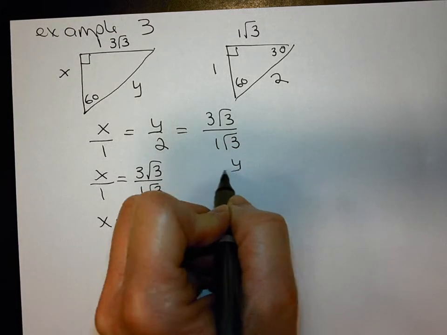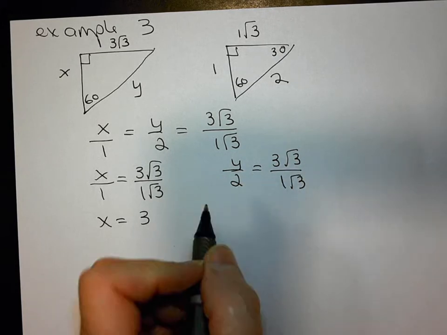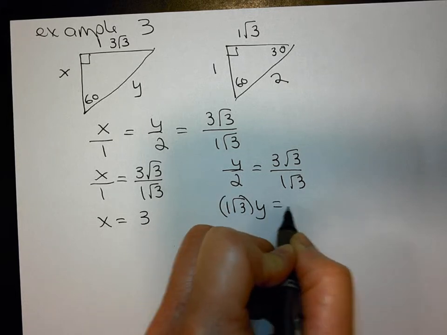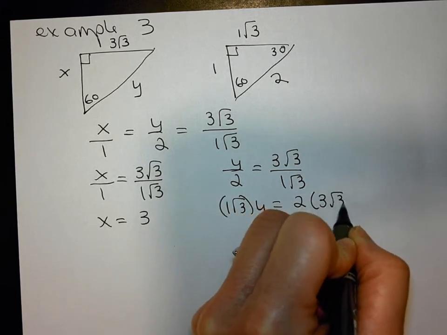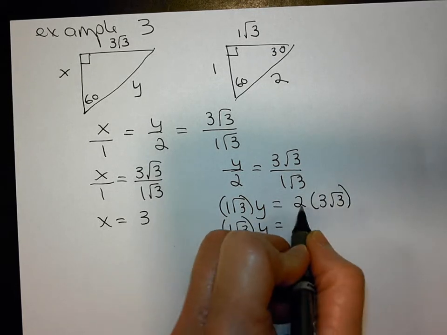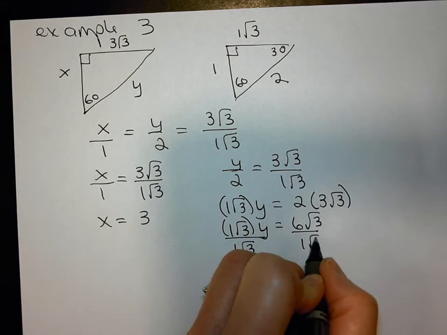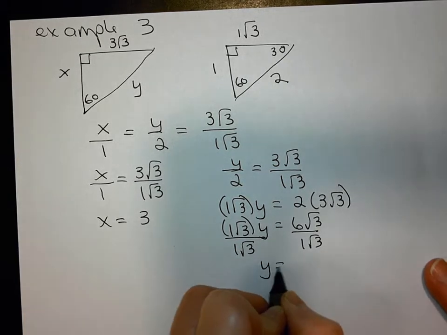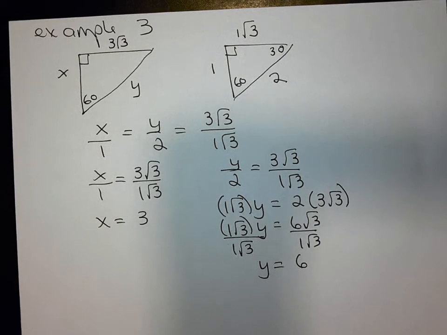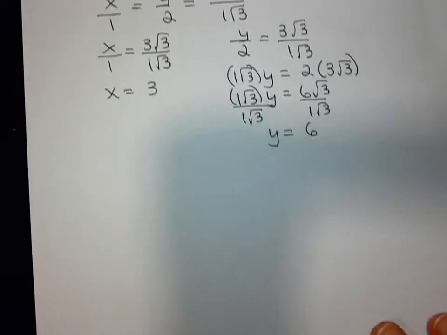Okay, we do our y. Y over 2 is equal to 3 square roots of 3 over 1 square root of 3. We cross multiply. 1 square root of 3 times y is equal to 2 times 3 square roots of 3. We divide both sides by 1 square root of 3, so y is going to be plain 6 because, again, the square roots of 3 cancel. Okay. So next example.